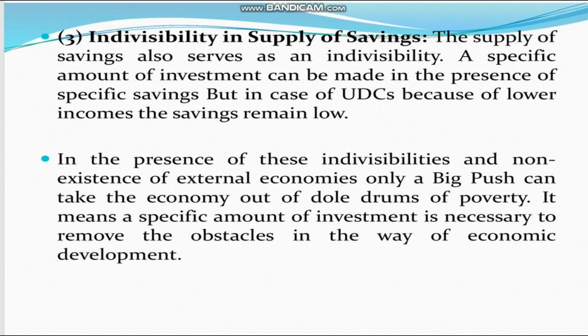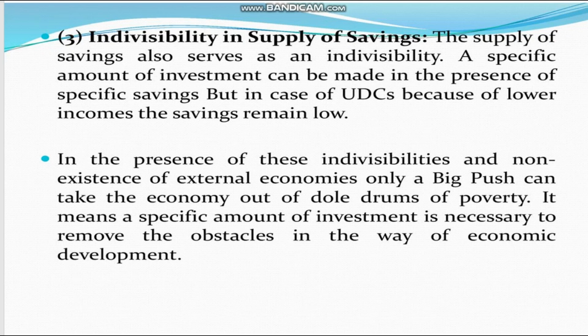Now the third one is the indivisibility in supply of savings. As an underdeveloped country में लोगों के पास पैसा नहीं होता जो वो सेव करें. So when they don't have a higher income, they don't have higher savings. A specific amount of investment can be made in the presence of specific savings. जब स्पेसिफिक इन्वेस्टमेंट हम करेंगे जब स्पेसिफिक अमाउंट ऑफ सेविंग होगा, लेकिन अंडर डेवलप्ड कंट्रीज में लोगों के पास सेविंग ही नहीं है.